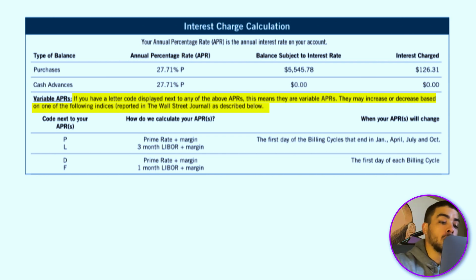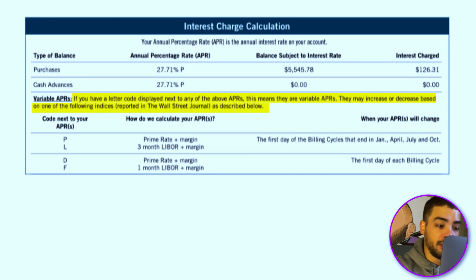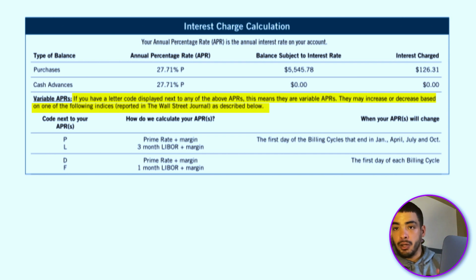If you look, it says prime rate plus margin, 3-month Libor plus margin. That's the first one. The second one says prime rate plus margin, 1-month Libor plus margin. So she mentioned those two things, prime rate and Libor. And the third one was the bank rate monitor. What I want you to see right now, and I'm going to put it up on the screen, is Libor. Let's look at what that is.